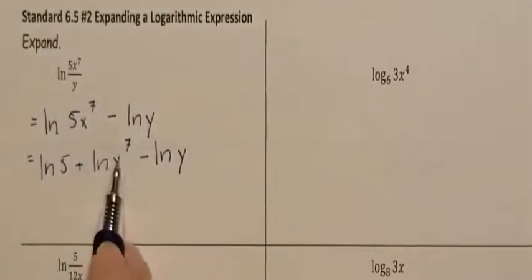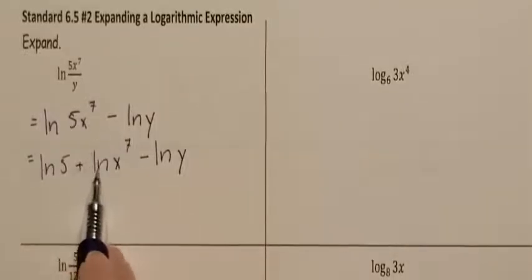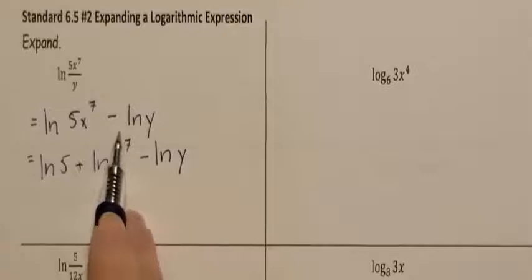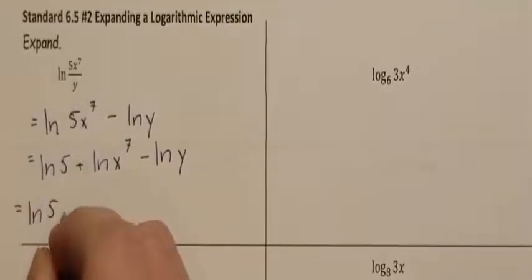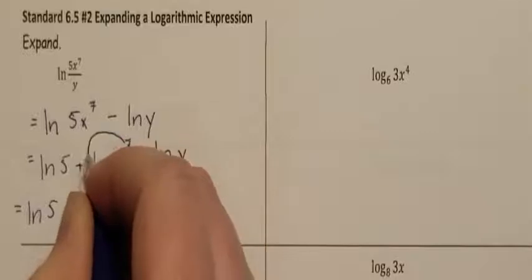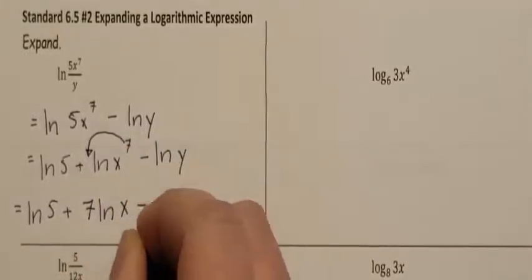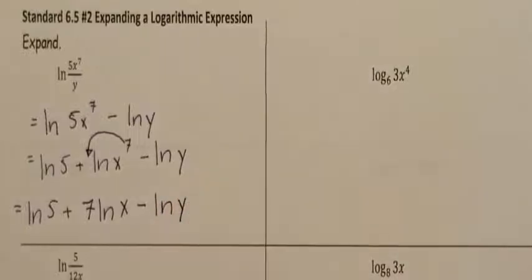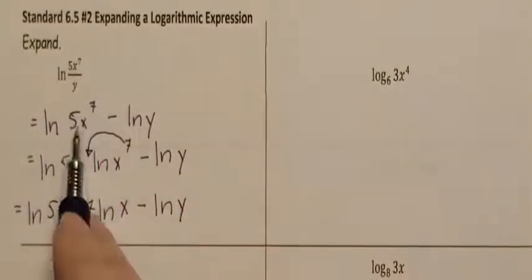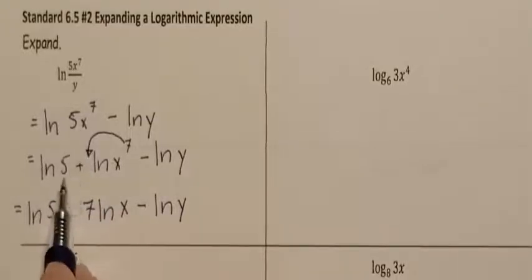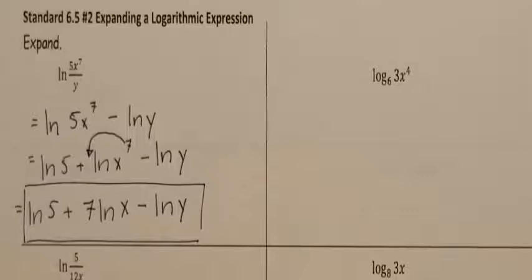Well, I see I have power to a power. So this is the power property. So I'm going to rewrite this using the power property. And what that means is that the exponent comes down and is multiplied in the front. So we already had the natural log of 5 plus, this 7 is going to come down in the front and be 7 times the natural log of x. And this is already minus the natural log of y. So we are done expanding. The first thing I saw is that I had division, then I had multiplication, and then I had power to a power. This is my final answer, and I am done.